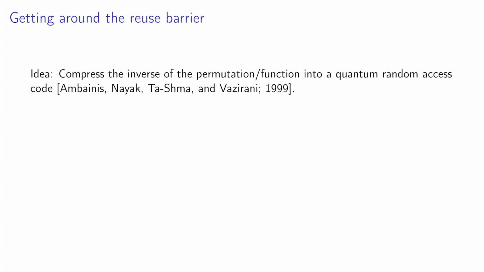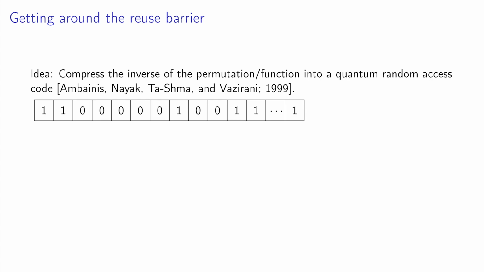The way we get around this advice reusing barrier is the following idea. Instead of reducing the problem to compression, which inherently requires us to invoke the adversary multiple times, we instead reduce it to another problem called quantum random access code, introduced by Ambainis, Nayak, Ta-Shma, and Vazirani in 1999. On a high level, quantum random access code also compresses a long string into a quantum state, but we are only asked to recover a random entry correctly with high probability instead of recovering the entire truth table.